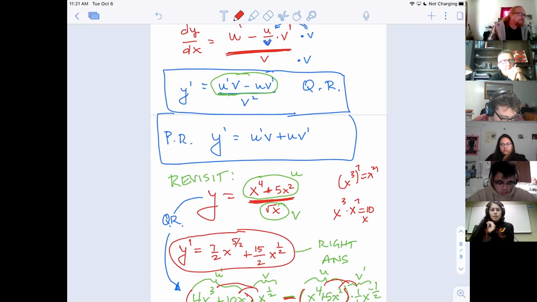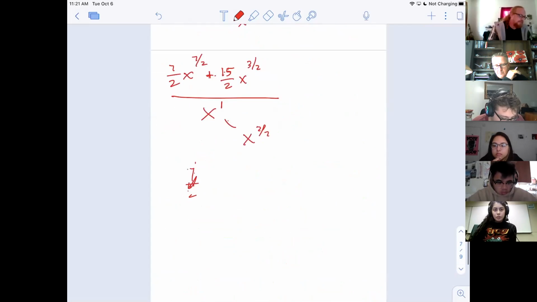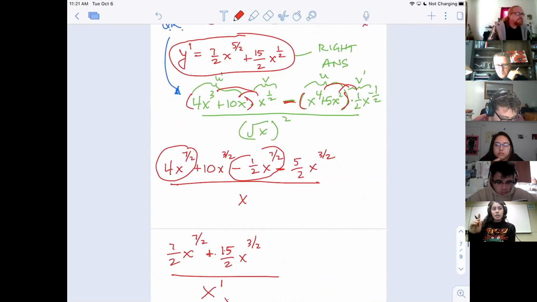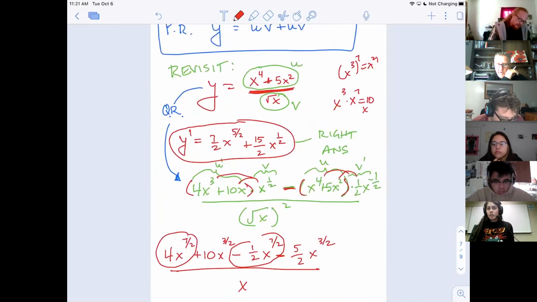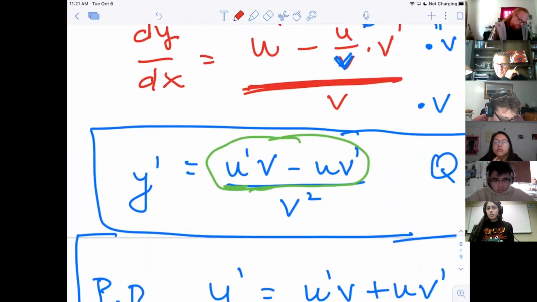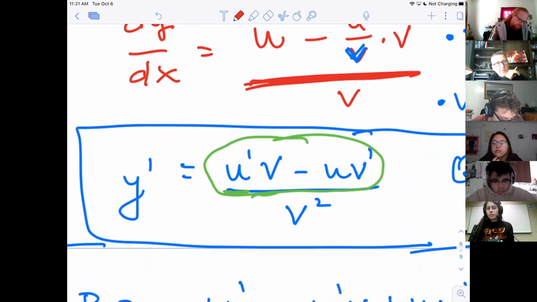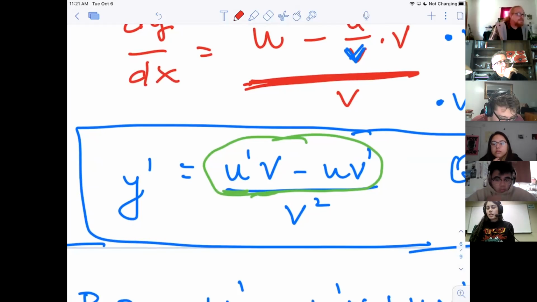I have a question. So when you were rewriting that whole thing, in the green area, you've got a backup there. You've got 4x cubed plus 10x times x to the 1 half. Why isn't that x to the negative 1 half? Because according to the description, that says u prime times v, like not the derivative of it, just it. Okay. You with me? Yeah, well, I think so.